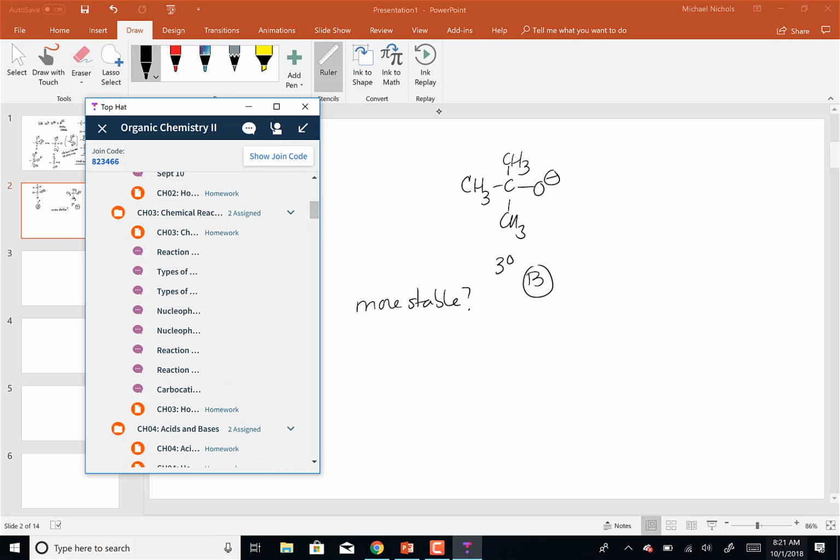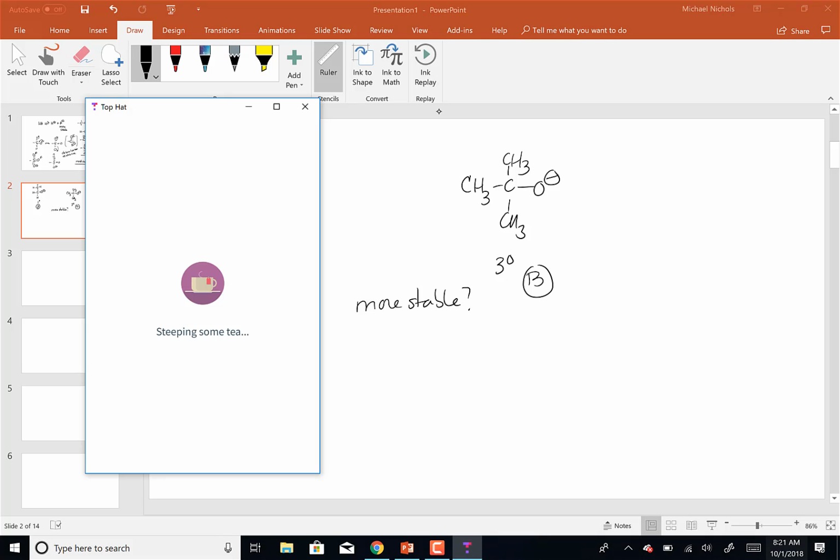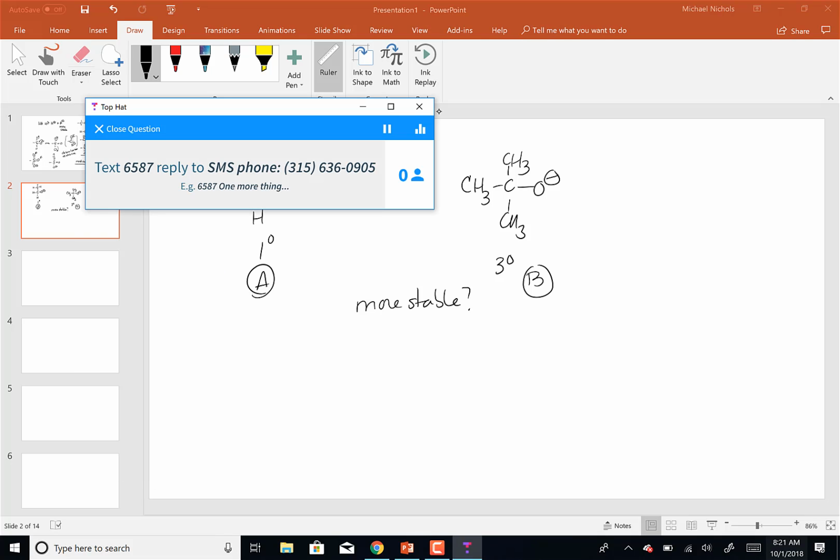Let's see, what am I doing? Oh, I'm asking another question. Multiple choice. Okay. Your choice is A and B, and there is no C because it's got to be A or B. Which one of these is more stable?